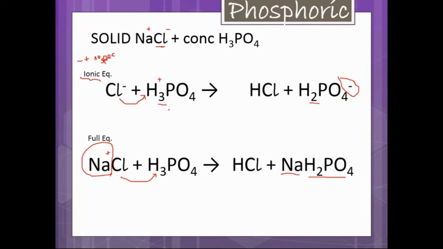State symbols, didn't put in state symbols here. I should have done, really. We could have obviously have S there for solid. The phosphoric acid is AQ. The hydrogen chloride that is given off is present as a gas.